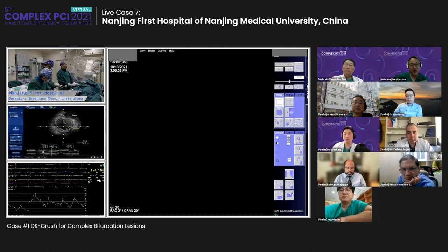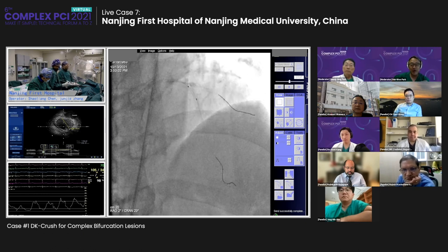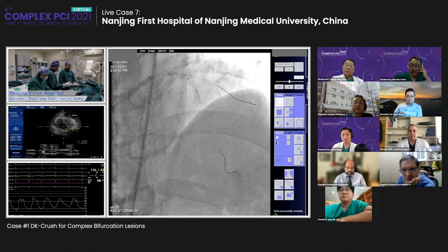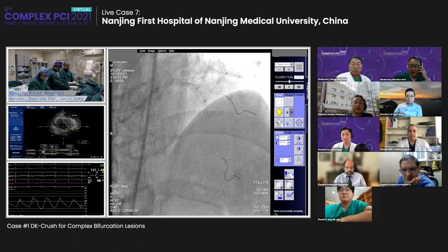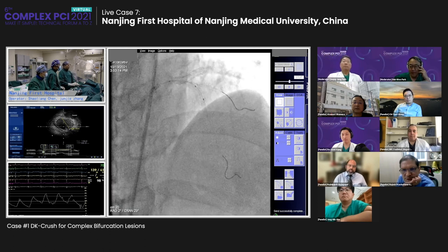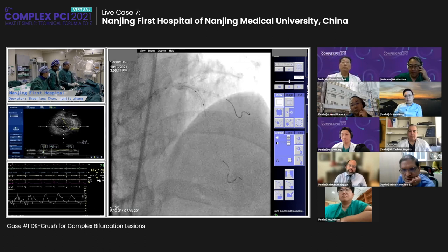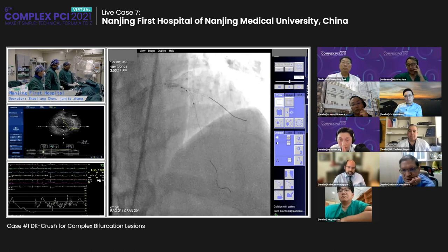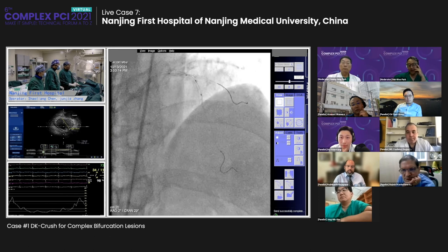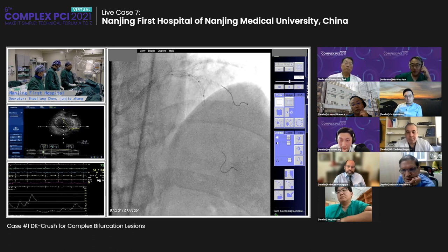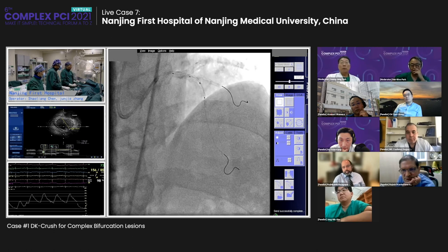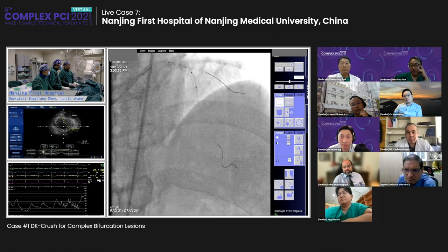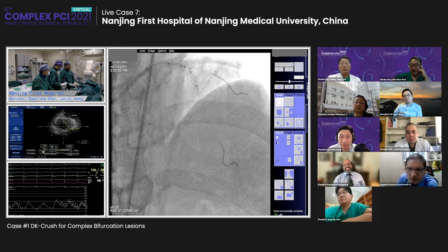If it is the 2.5, you are going to use the used one, the 2.5 non-NC balloon, right? Right. I think that's a major limitation for classical crush, including balloon crush. Basically, when we do classical crush, we usually start from a 1.5 balloon. This is the 3.0 NC main branch and the 2.5 NC balloon. Both are used ones. Save the money, you know.